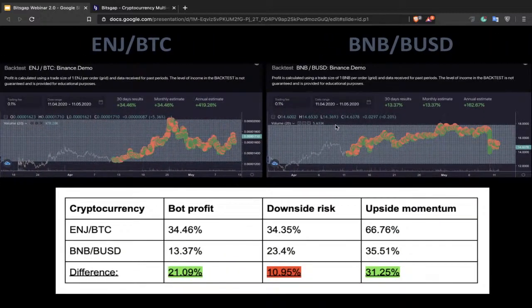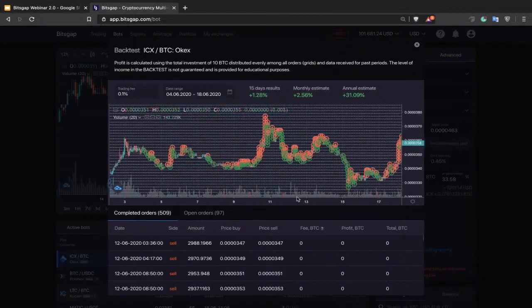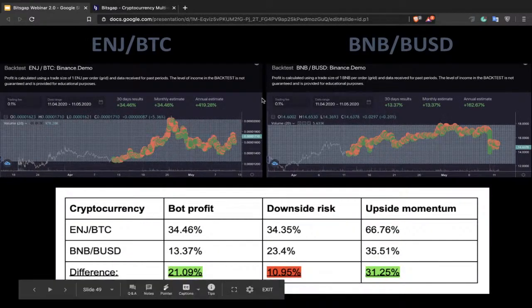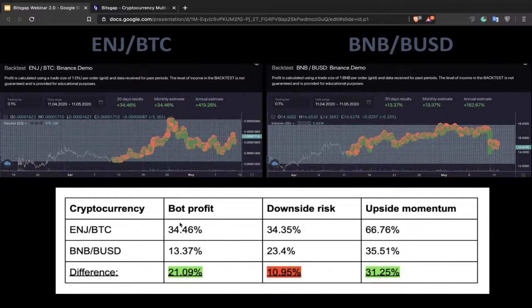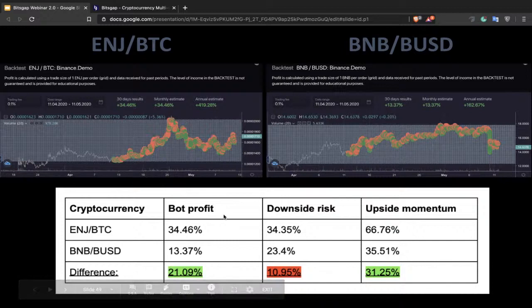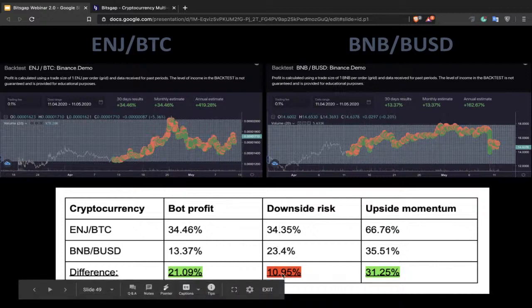Now we take this data, all right? In this case I have a table, but in reality you can only use the backtesting that we have here, so you don't have to use this table. You can visually spot the difference. So here's the difference: the bot profit for ANG is 34%, and for BNB it is lower by 21%. So here definitely the outperformer is ANG in bot profit, all right? But in terms of the downside risk, ANG was riskier than BNB by almost 11%, all right?